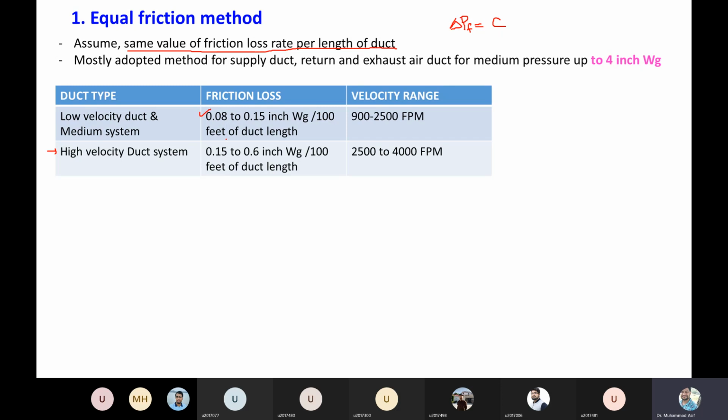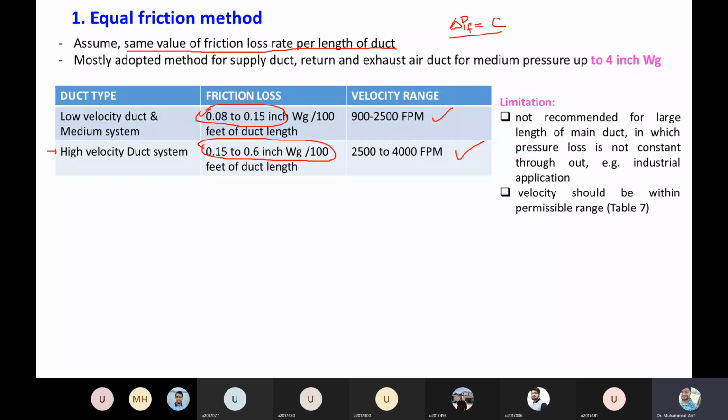So depending upon the application, because we can have numerous applications, and for each application the velocity value is different. If the velocity is low or medium, then the delta pf can be chosen in between this range. And similarly, for high velocity, we can have the value of delta pf in this range. And how can we decide whether the velocity is high or low? It depends on the application.